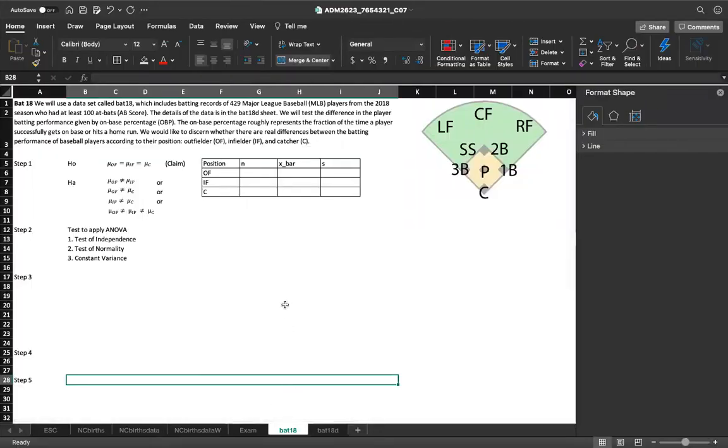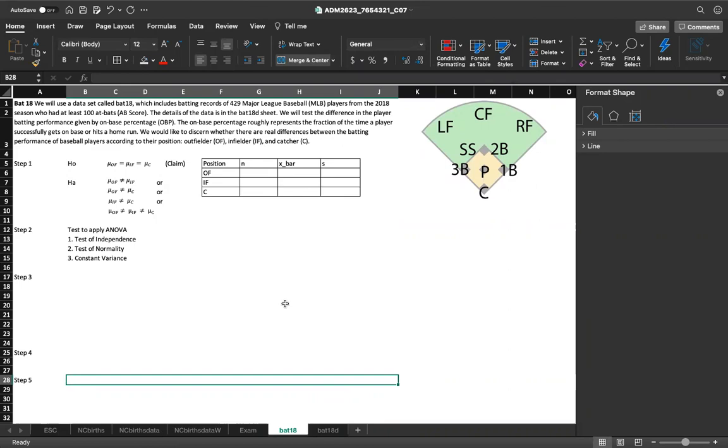In this session, I will introduce you to ANOVA and how we perform ANOVA on a raw data set. So we are going to study this case wherein we have the data set called BAT18, which is the 2018 batting records of 429 Major League Baseball players. And we are only looking at the players who had 100 AB, at-bat scores.